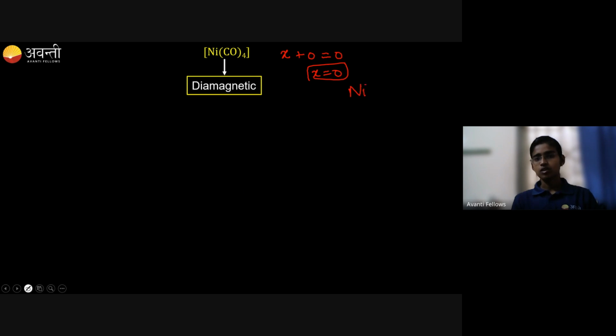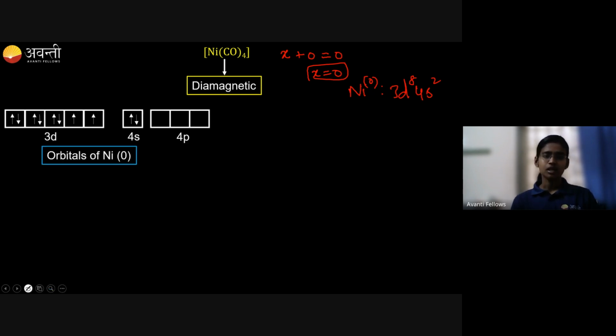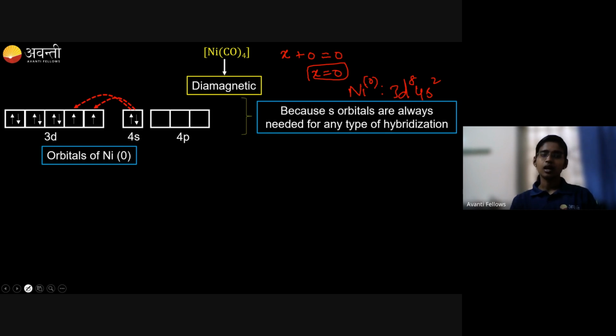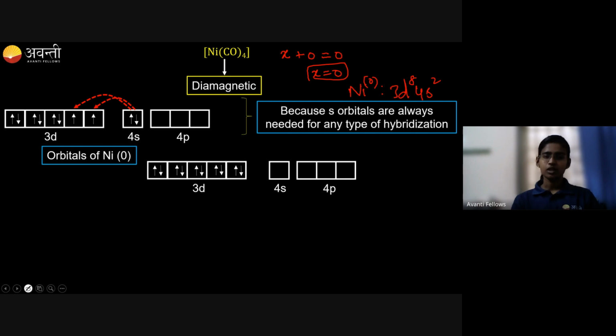So the configuration of nickel 0 is 3d8 and 4s2, right? So all the d8 and s2 electrons are now going to be there for the nickel. Because s orbitals are always needed for any type of hybridization, these two electrons which are there in the 4s orbital are now going to get paired with the unpaired electron of 3d orbital. Now you shift these two electrons to them. What happens now? S orbitals become empty and p orbitals are also there with empty state.